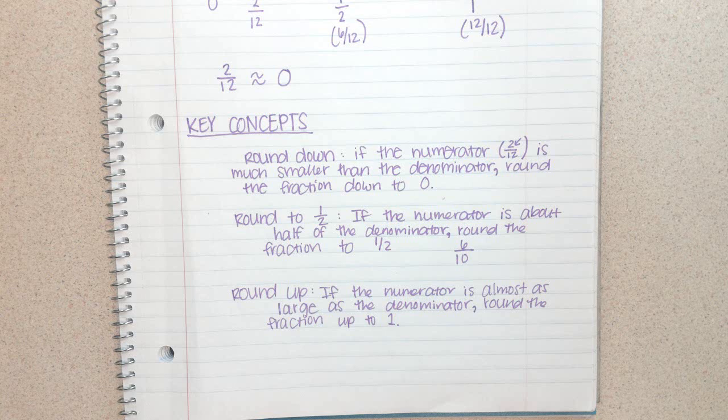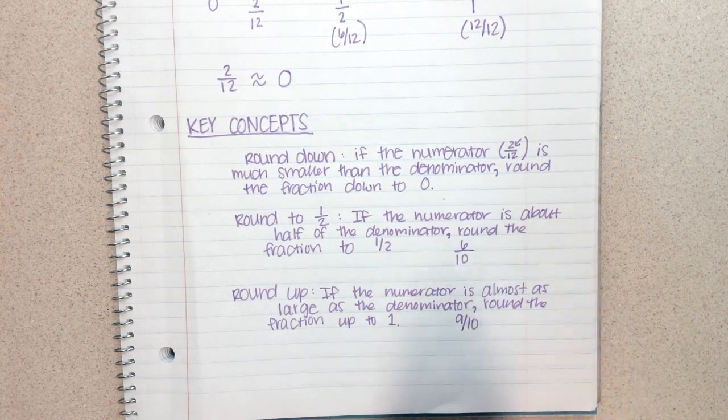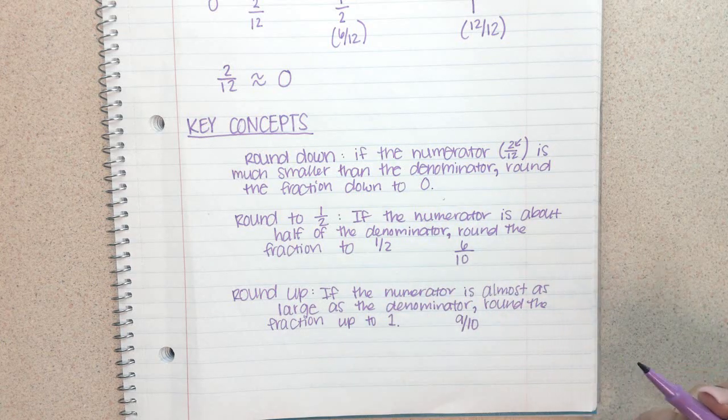Okay. So, if the numerator is almost as large as the denominator, round the fraction up to 1. So that would be a fraction like 9/10. 9 is very close to 10. We're almost at 1 whole, because a 1 whole would be 10 out of 10. So, that's when we would round it to 1.